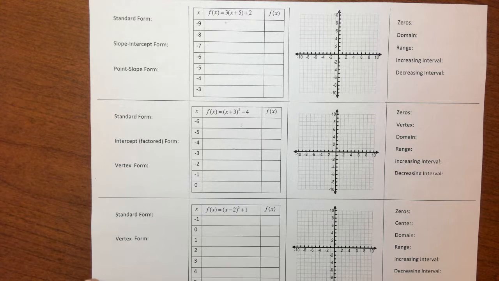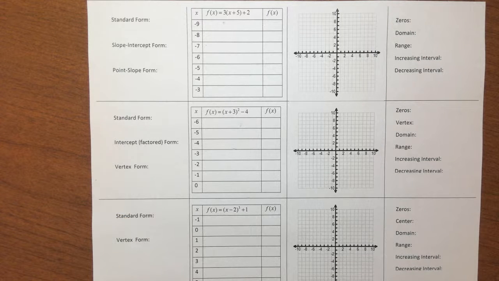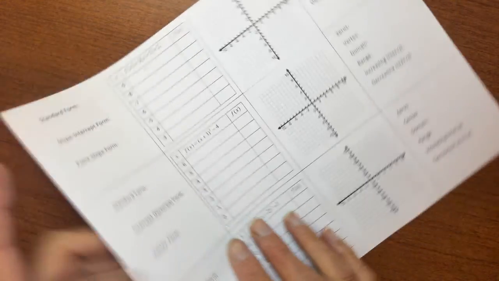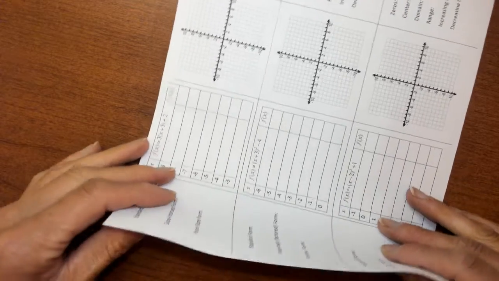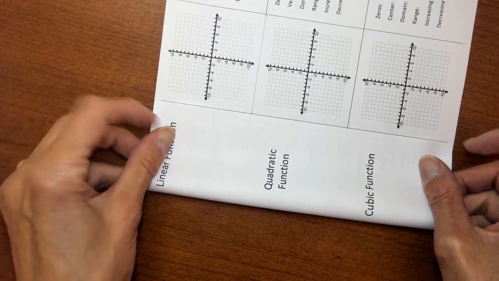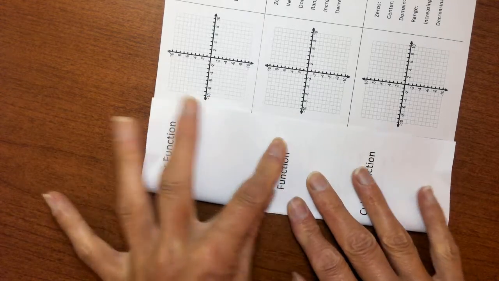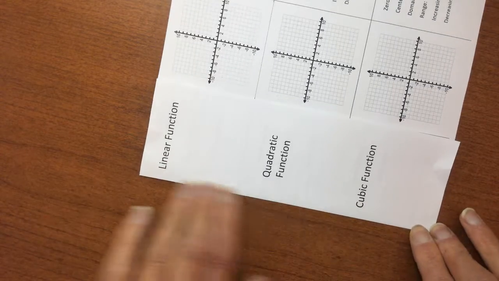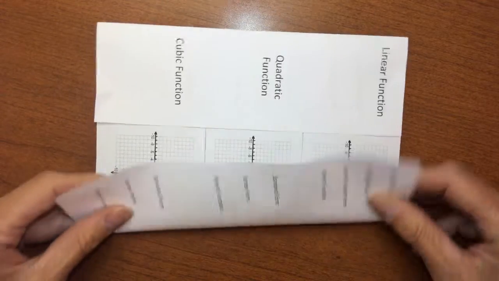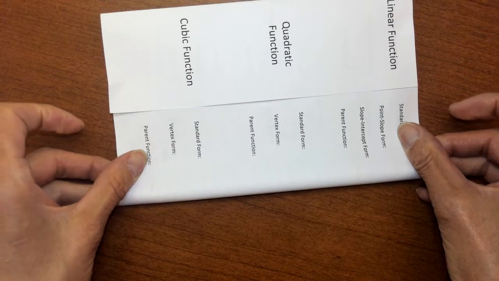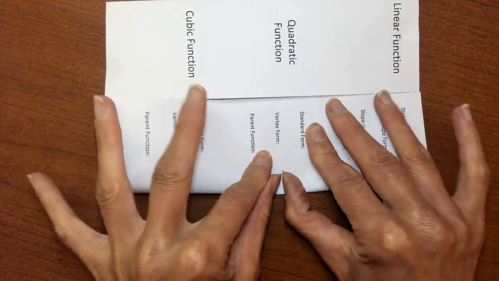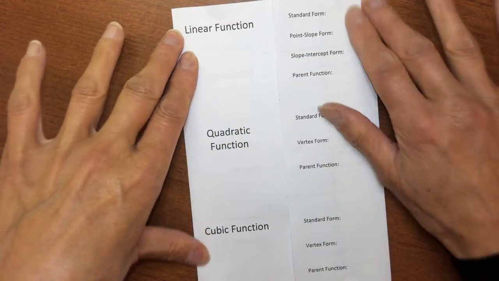In this lesson, we're going to look at 3 different functions, and we're going to do our work on a foldable so that we can see similarities and differences. So the first thing we need to do is fold our foldable. Take the outer edge of each side and fold it to the center. So we have what will be called a trifold. So we have a trifold like this.